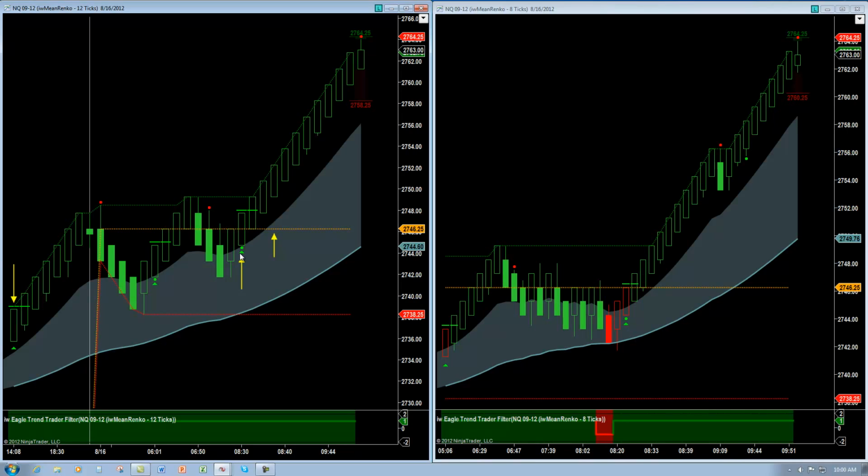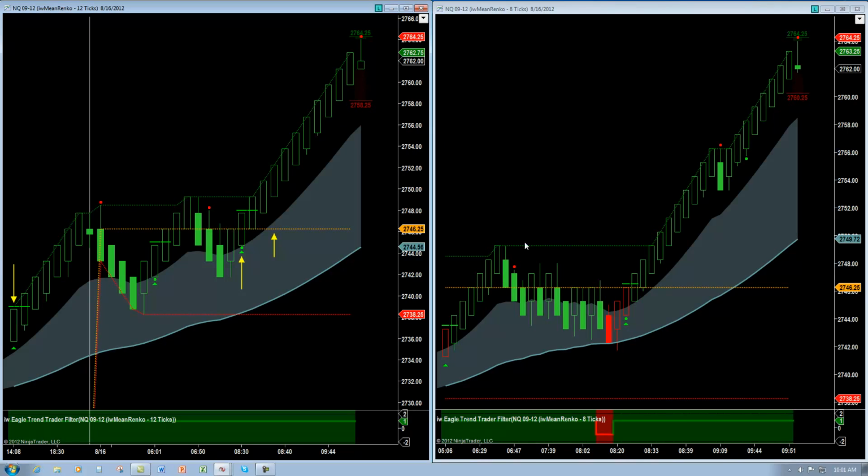We get a long entry triangle, and then we get our hash mark right here, and we still have a little bit of room to get to the high of the day. And as you can see, it works out for the first and second profit target pretty easy. And in this case, had I entered there, I'd still be in a runner right now as we speak.